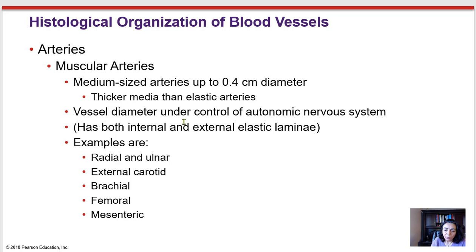And the vessel diameter is under control of the autonomic nervous system. These are the ones where, if vasodilation is going to happen, the vessel gets dilated by the autonomic nervous system over here, and also the same for the vasoconstriction that we need. Now the blood can be controlled by the autonomic nervous system so that it pushes the blood more forward. And these ones also have both internal and external elastic lamina or elastic membrane.